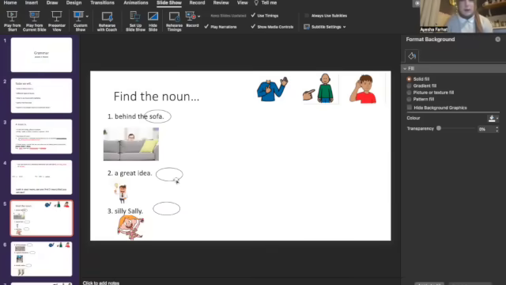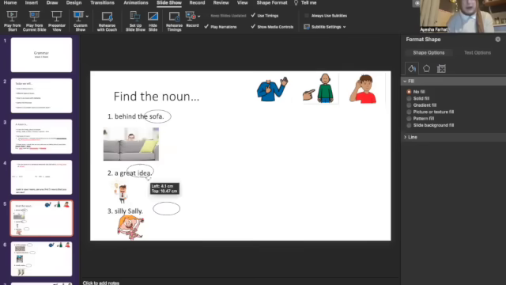Okay, so I know that "a" is not a place, thing, or person, and neither is "great". So an idea is a thing. So the noun in this sentence is idea.